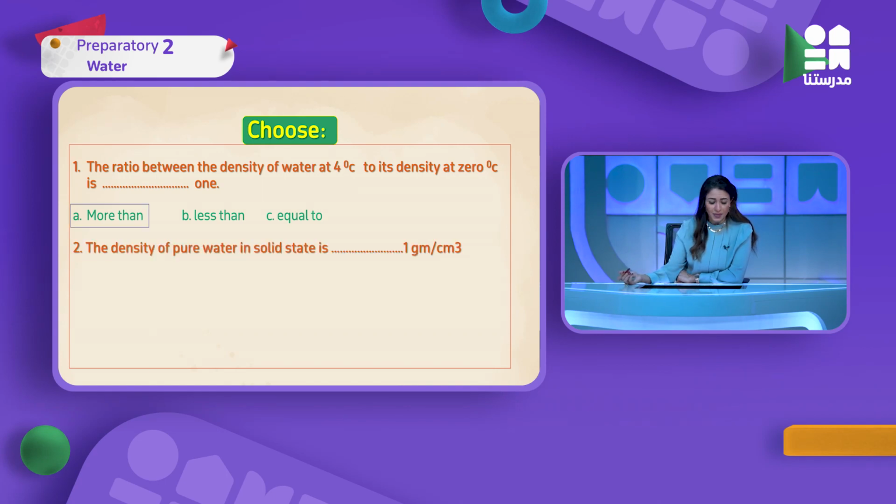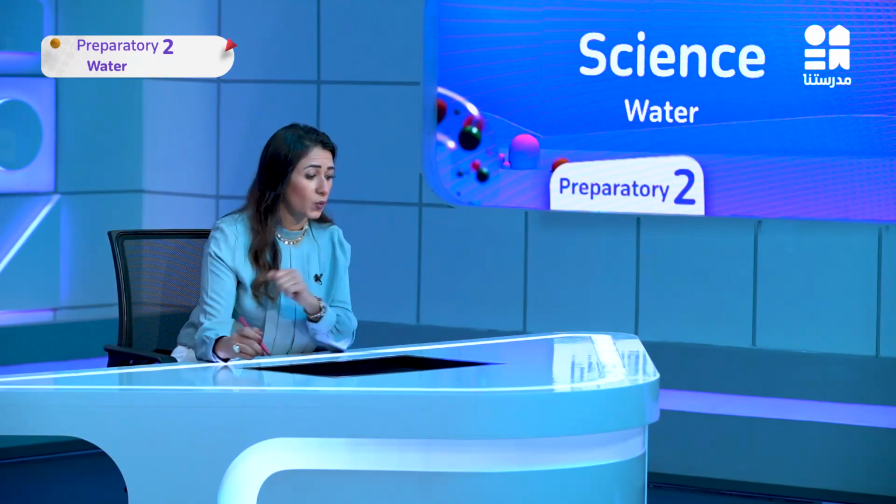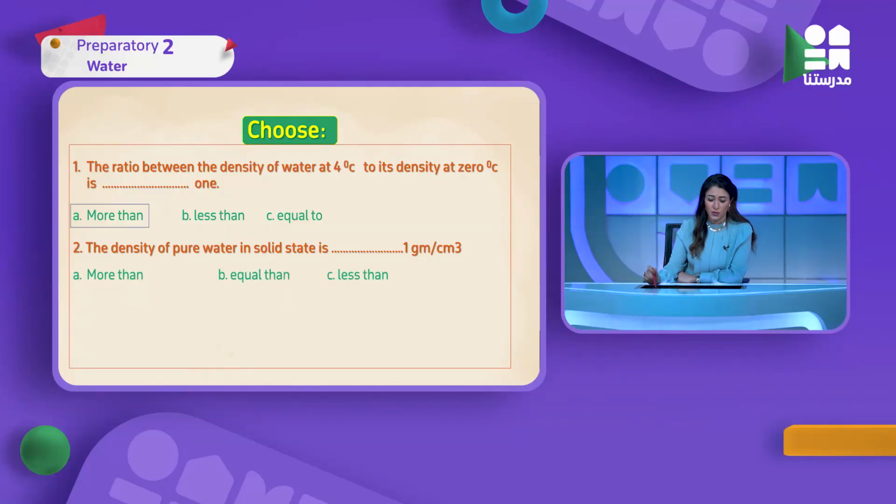Number 2, the density of pure water in solid state is what compared to 1 gram per cubic centimeter? 1 gram per cubic centimeter is the density of water in its liquid state. طب if the water changes into solid, into ice, طب ال density ده هيبقى compared to the 1, will it be less or more or equal? Of course, it will be less than 1 gram per cubic centimeter.